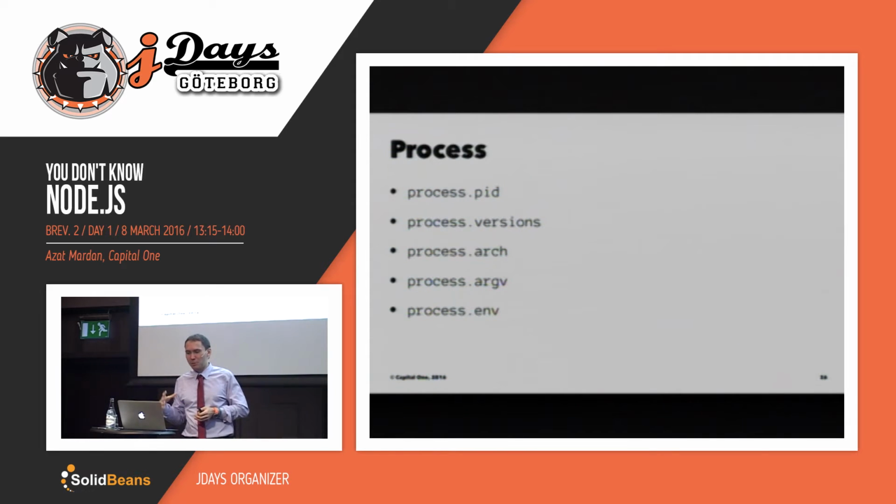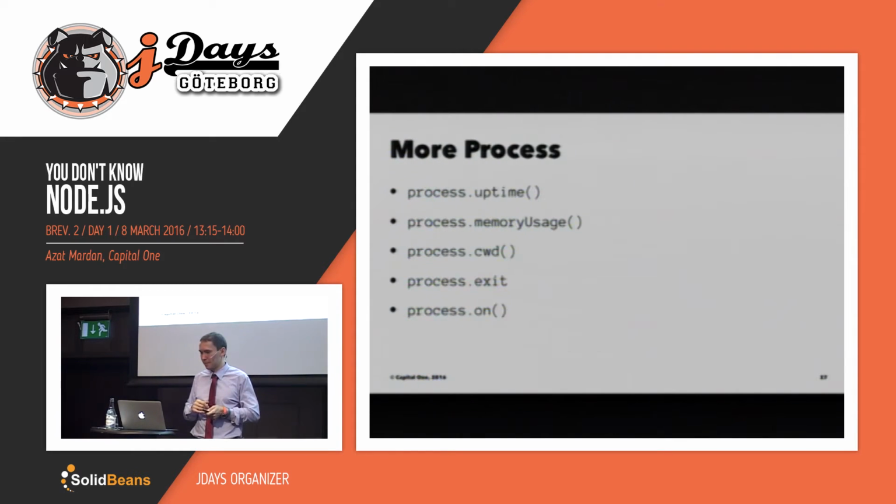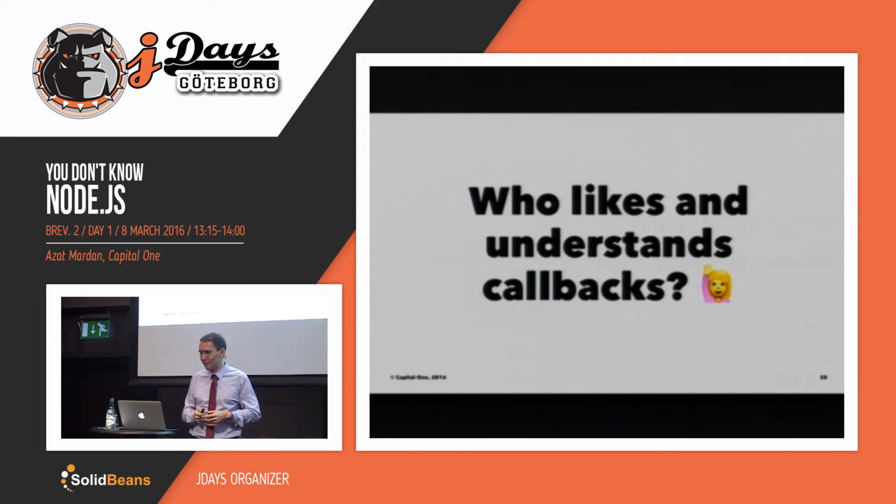Speaking about process, these are some of the properties on the process object. We can get the process ID, the version number, architecture, argv, that's the command line arguments, and then process.env, that's environment variables. So things like API keys, passwords, we get from process.env. It's also very useful to get some statistics, for example, memory usage, uptime for monitoring purposes, and then we can exit the current process with process.exit, and we can also attach some events.